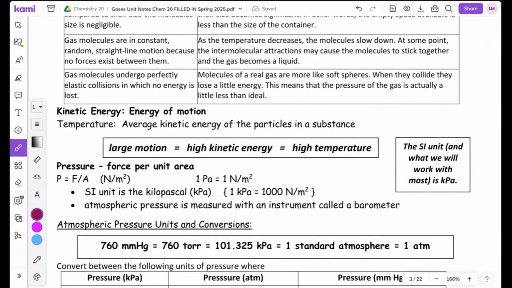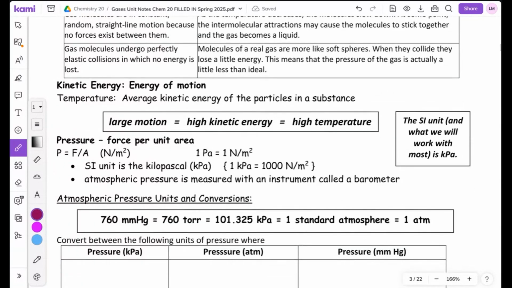So we've been talking about kinetic energy, which is just the energy of motion, and that's closely related to temperature because temperature is just a measurement of the average kinetic energy of particles in whatever substance you're talking about. The more your particles are moving, the higher the amount of kinetic energy they have, and therefore the higher the temperature they have.